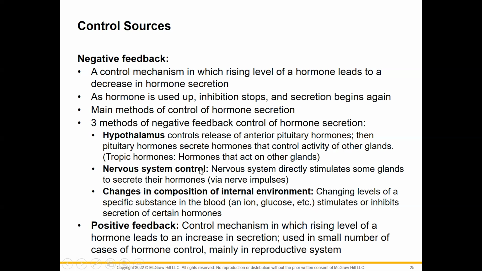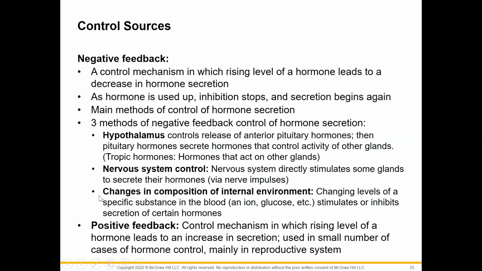Nervous system control. The nervous system directly stimulates some of the glands to secrete their hormones through nerve impulses. So the nervous system can send an impulse. The effector of that, remember that effectors in the nervous system are glands or muscles, right? So in this particular case, the nervous system effector is the gland, and that nerve is telling that gland to either do a thing or stop doing a thing.